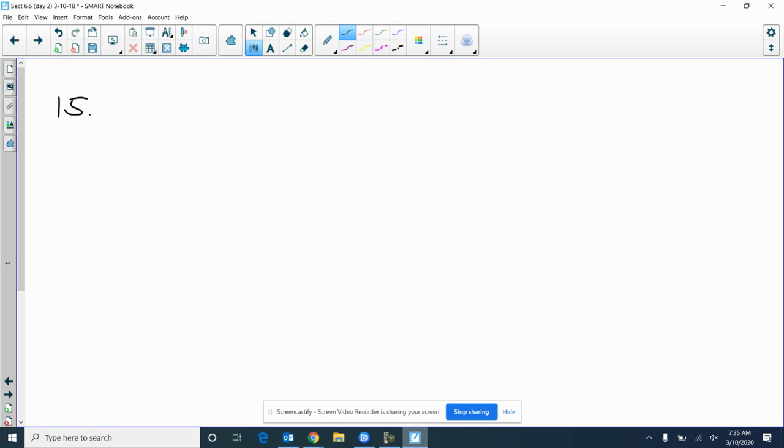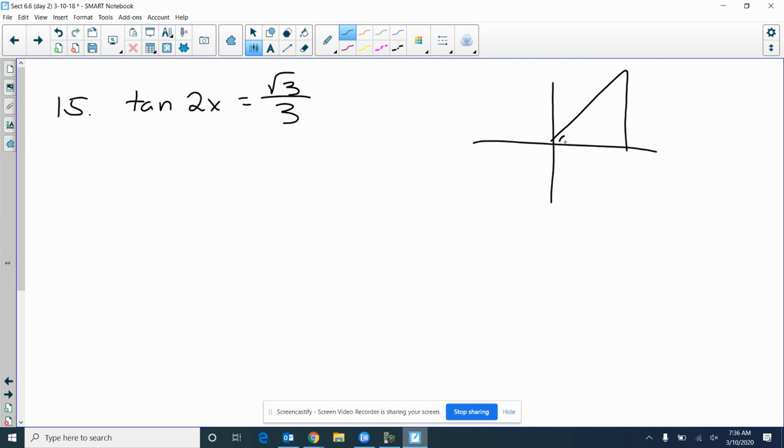All right, so number 15, tangent of 2x equals square root of 3 over 3. But I think at least with the video, you get the explanation if you've forgotten how to do something. What's the reference angle on that one? Is it 60? Let's see if I can remember here. No, I don't think it's 60. It's 30. Because it's 1/2 over square root of 3 over 2. 1/2 divided by, so yep. And that'll become square root of 3 over 3.